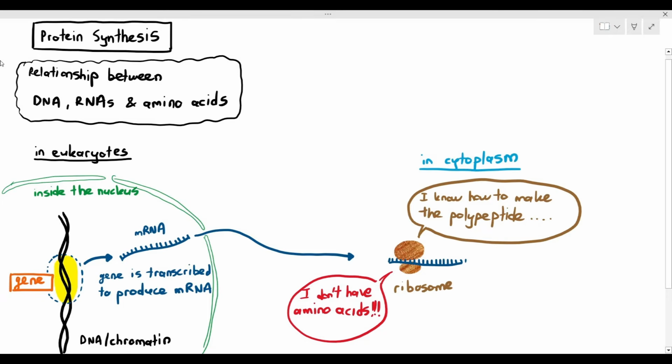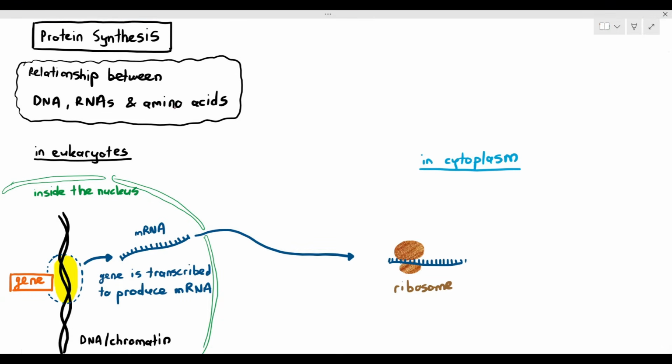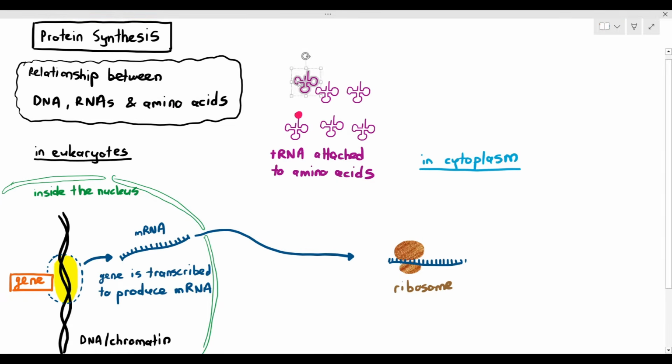The ingredients it needs to build the polypeptides are amino acids, because polypeptides are basically made by joining one amino acid to another. So where do the amino acids come from? Well, very simple. The amino acids will come from tRNAs.